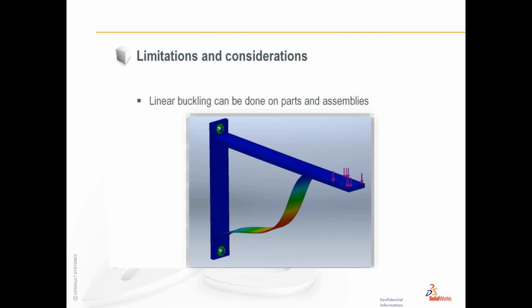So let's talk about some limitations of linear buckling. Linear buckling can be done on parts or assemblies, but because it's a linear analysis, what we're taking into account is the original stiffness of the structure. It's really a snapshot in terms of the geometry and material characteristics of the structure. So for that reason, we can't have any connections or other boundary conditions in the structure that may change the stiffness of the structure.